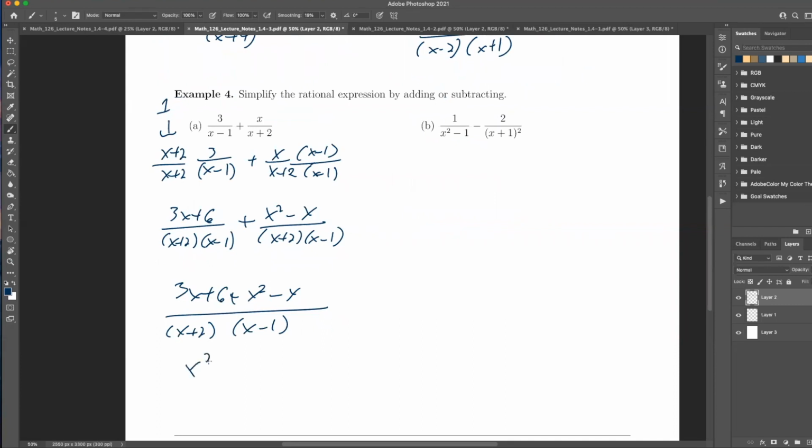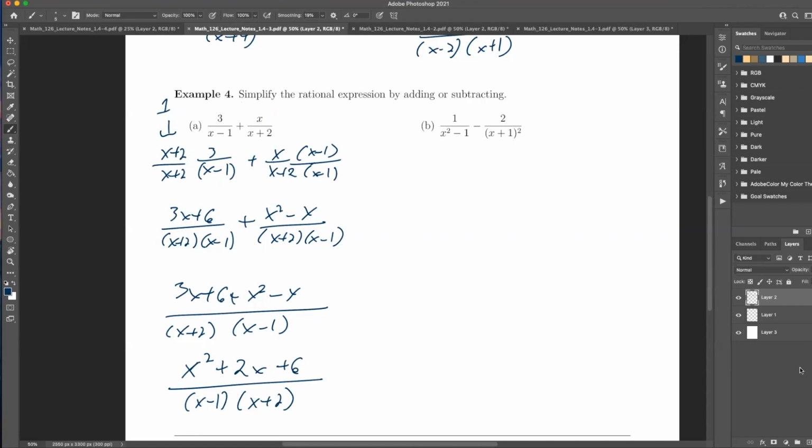Let's bring the x squared out front. 3x minus an x will be plus 2x, sorry, plus 2x plus 6 all over x minus 1, x plus 2. Okay. And so when you're dealing with rationals and adding them up, it can be quite a hassle. Just can be.